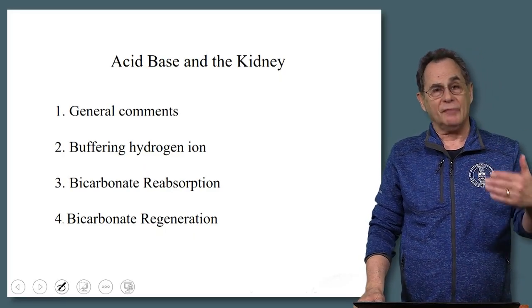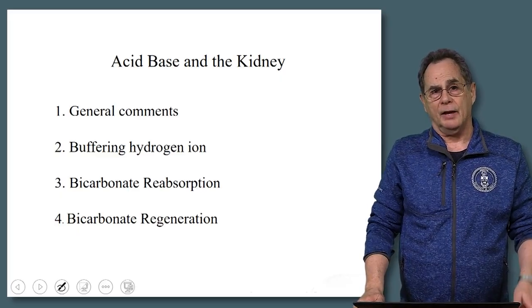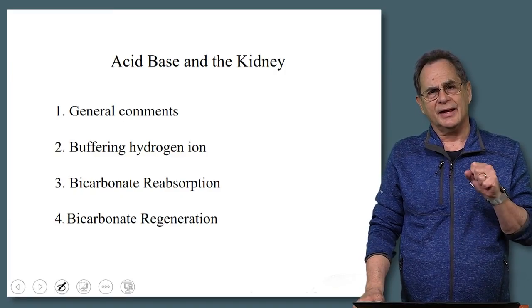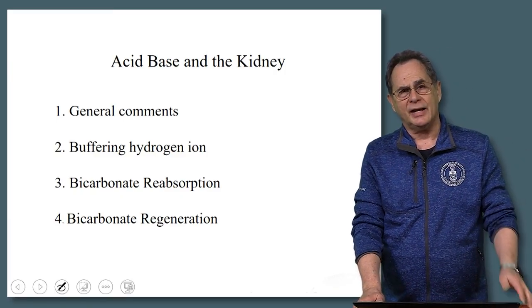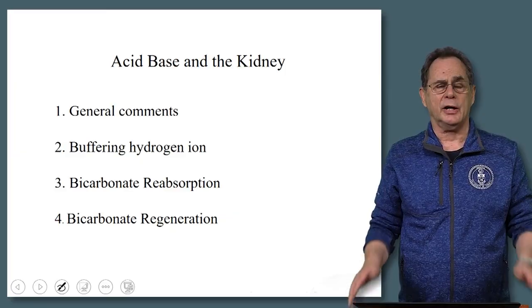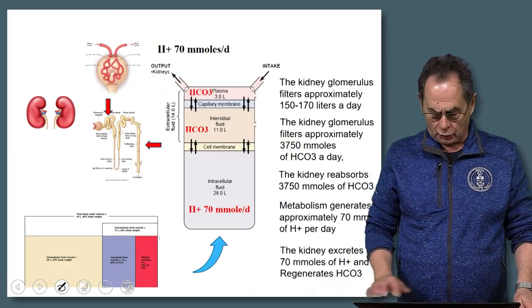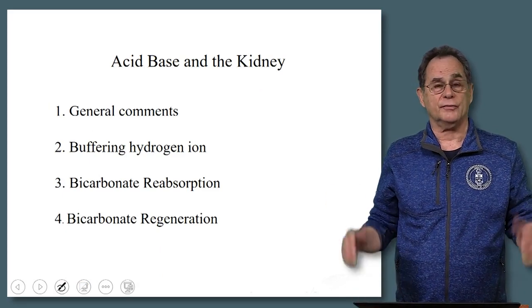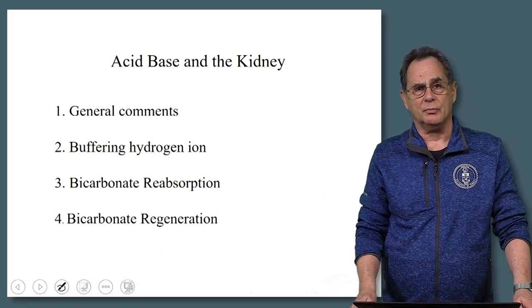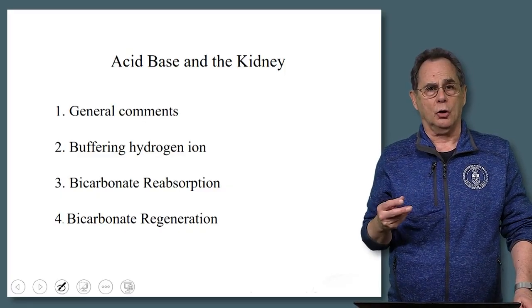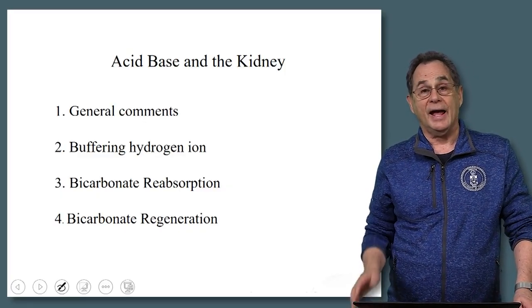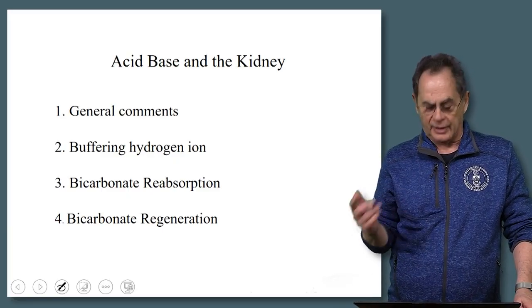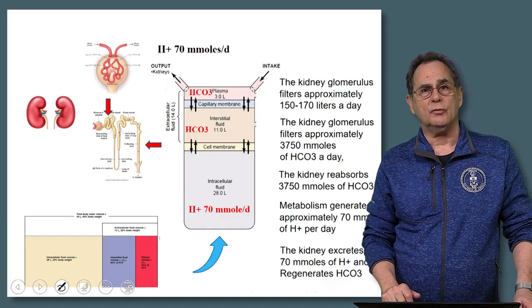We'll talk about buffering of hydrogen ion. And then we're going to focus on two things that the kidney does that play a key role in maintaining acid-base balance by responding to the consequences of an increased hydrogen ion production as a consequence of our moment-to-moment metabolism. The kidney plays a critical role in reabsorbing bicarbonate, and it actually and surprisingly plays a key role in bicarbonate regeneration. So let's move on to think about that.